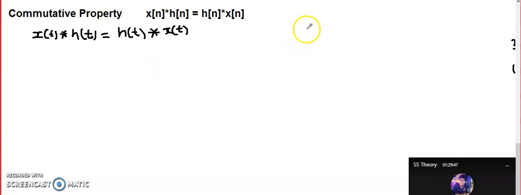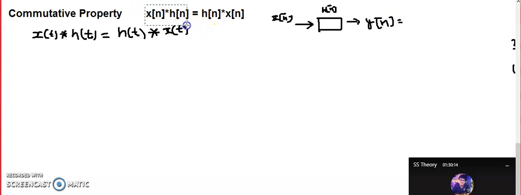Now we also know that if the system is linear and time invariant, we also defined it to be like this: if we give input x[n] to any LTI system whose impulse response is h[n], the output will be y[n]. And what will be y[n]? y[n] will be equal to h[n] convolution with x[n]. This will be your y[n], for an LTI system.